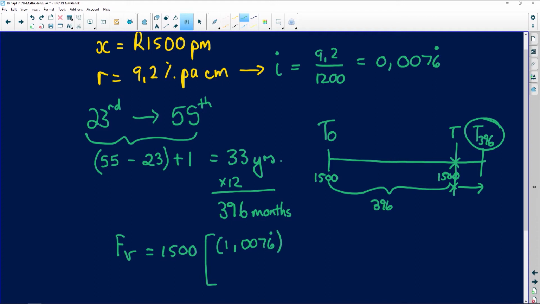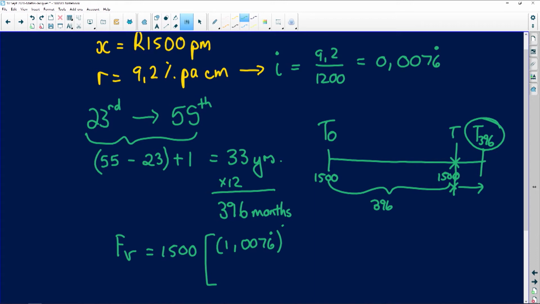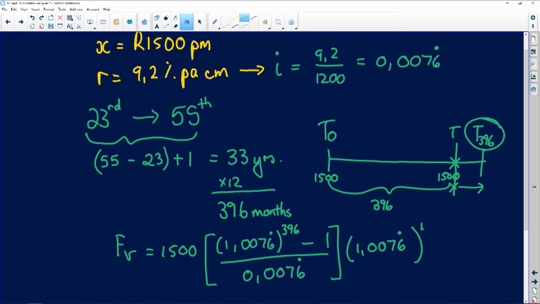1.0076. Now remember, folks, it recurs, so you fill your screen with sixes. Don't just write in 1.0076, 66666 until your screen is full of sixes. There are 396 of those payments inside this annuity, minus 1, divided by 0.0076 recurring, and that has to go forward for 1 month to get to the big day when Tsepo turns 55.